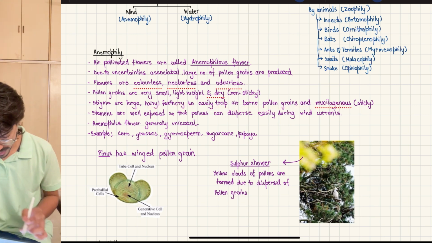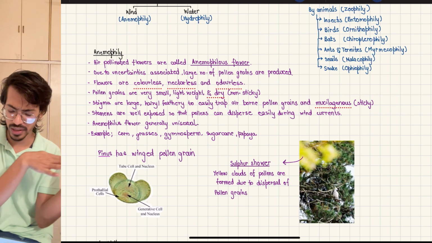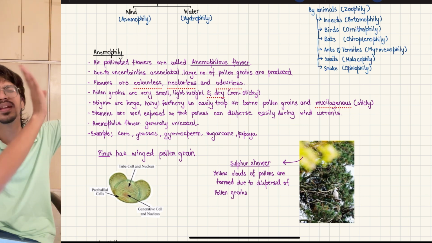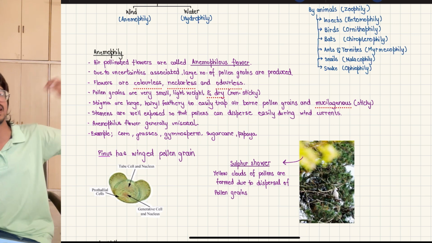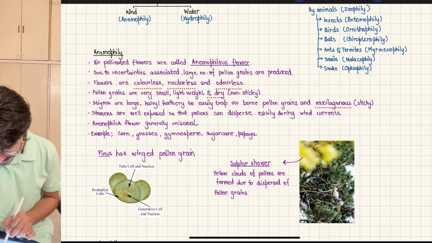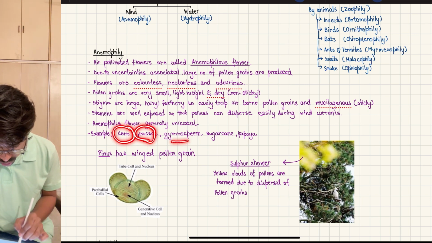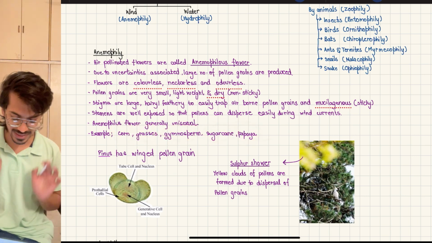Next point is that stamens are well exposed, so that with the smallest wind, the pollen can move. Then examples are corn, grasses, gymnosperms, sugarcane, papaya.